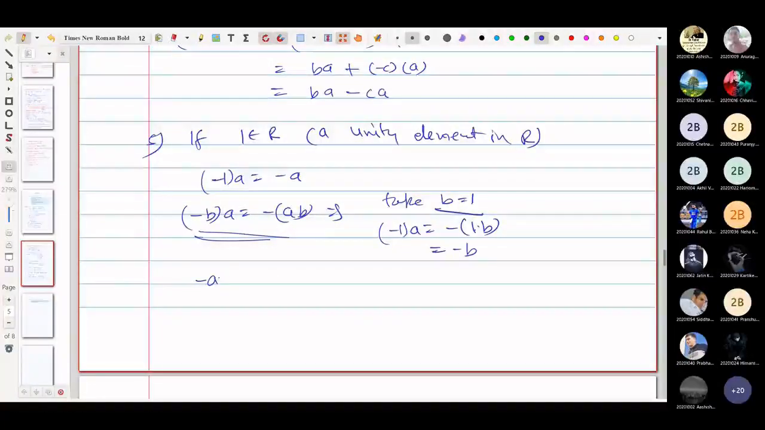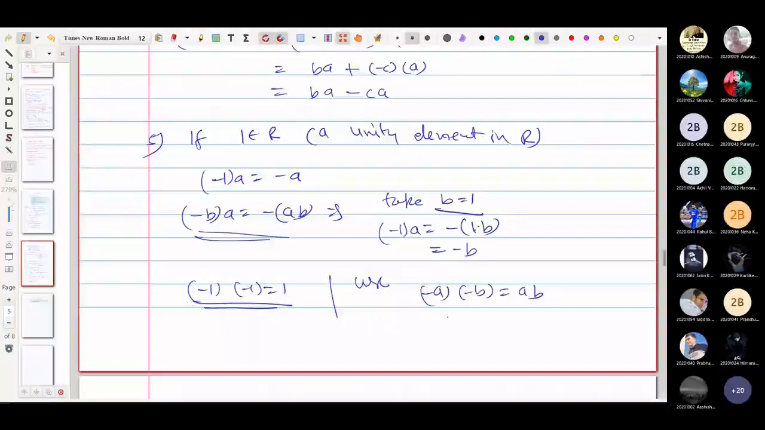Sir, one more part is there. They are asking to prove that (minus 1) times (minus 1) equals 1. I think using the result (negative a)(negative b) equals ab, like this, just replace a equals 1 equals b in it. And you can get the result. Fine.